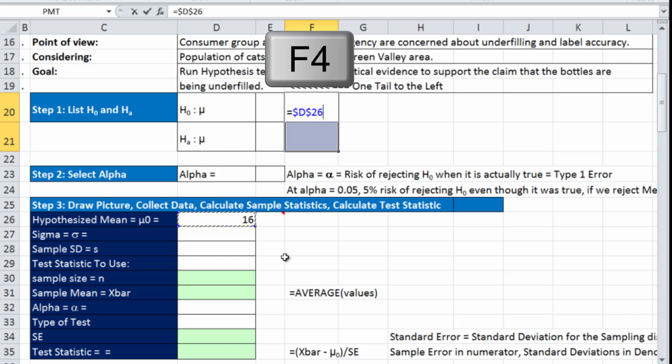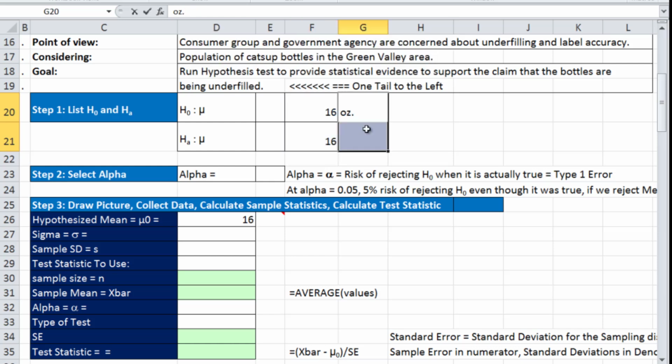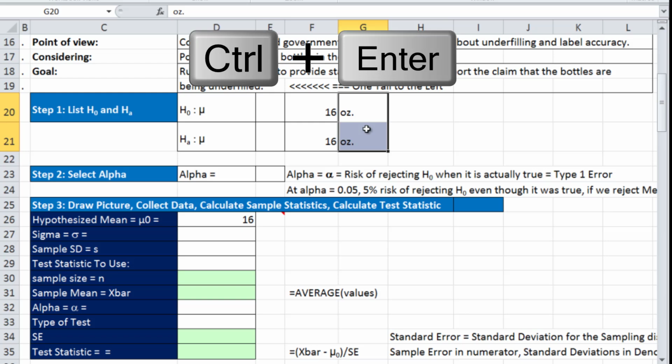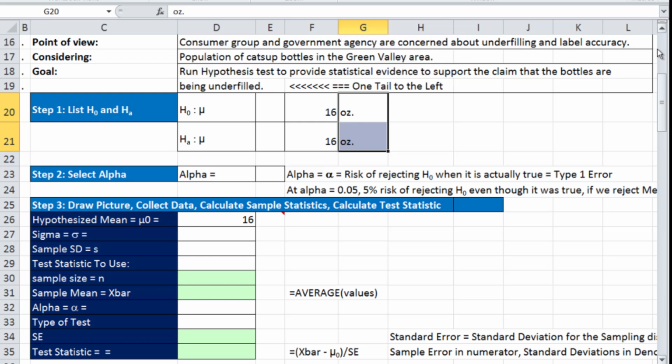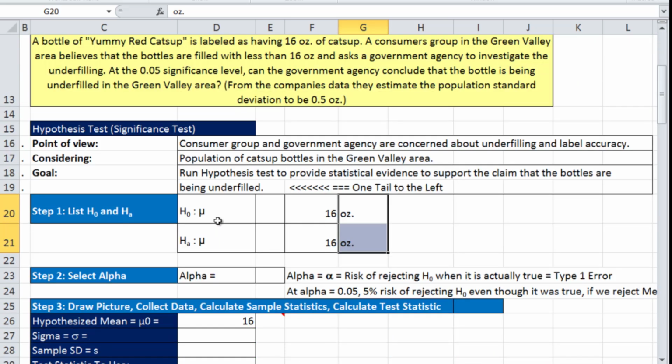Lock it with F4, Control Enter. I'm going to put ounces. Notice I'm going to highlight both cells and Control Enter, and it puts the thing into both cells. Now, just as in last video, the trick is you set everything up, and then the only hard part is figuring out the comparative operators. No problem. We already know this is less than, so we're going to go to the alternative first, space, less than symbol. Once you get the comparative operator for the alternative hypothesis, you flip it and add an equal sign, space, greater than or equal sign. The null hypothesis always gets the equal sign.